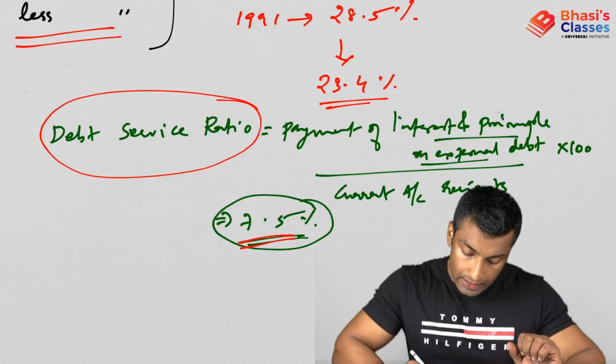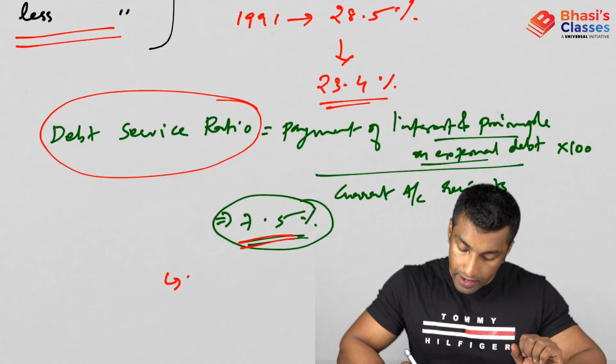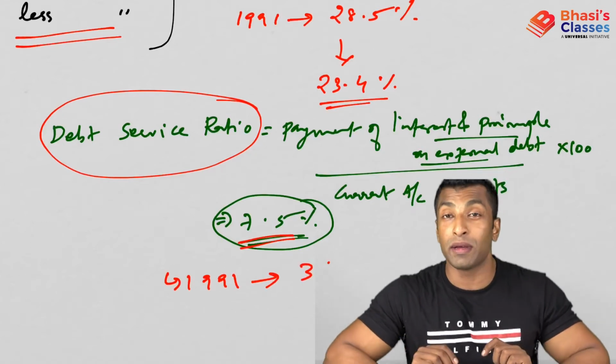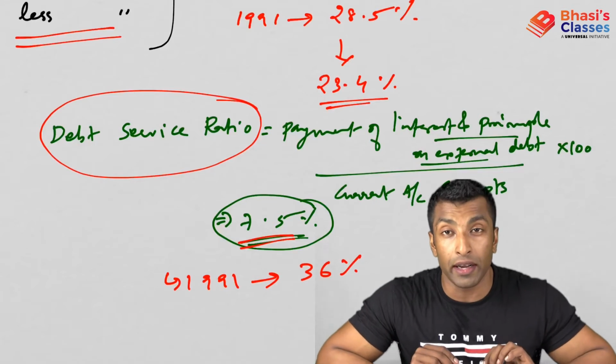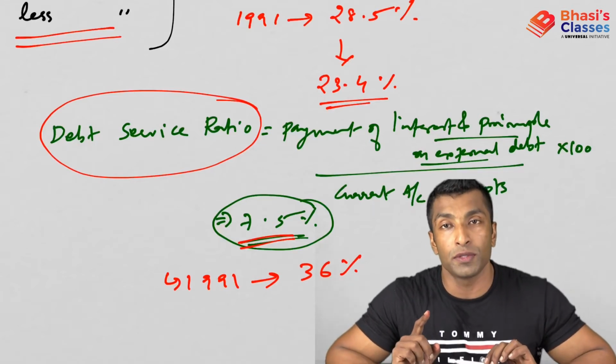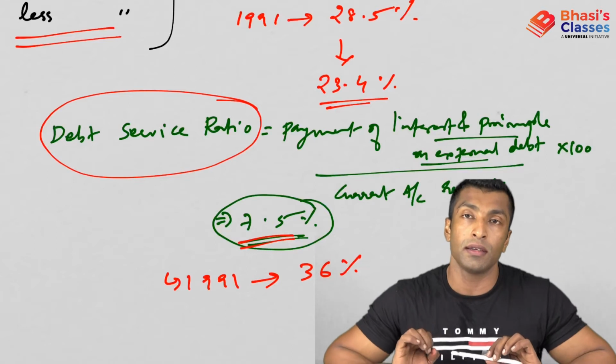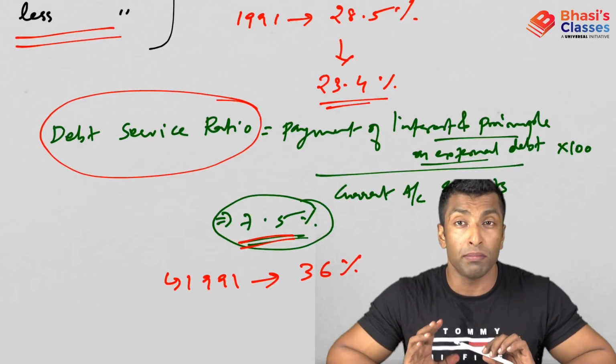You know what was our debt service ratio in 1991? 1991 it was 36 percentage. What do you mean by that? Out of every $100 that you are getting, $36 you have to spend for paying the interest and the principal. So now the condition is much better.